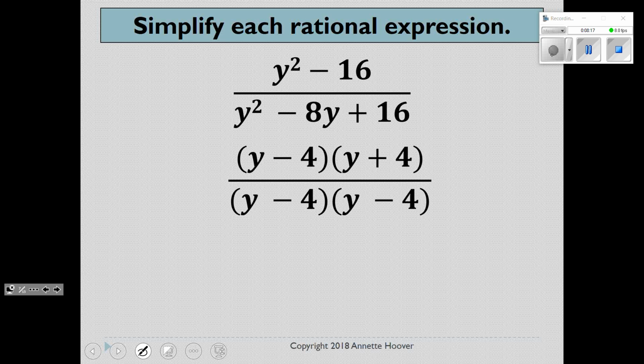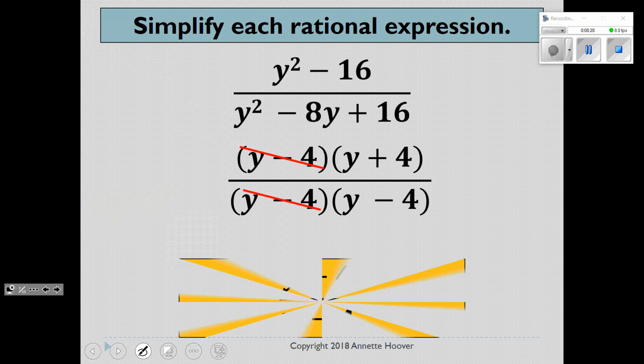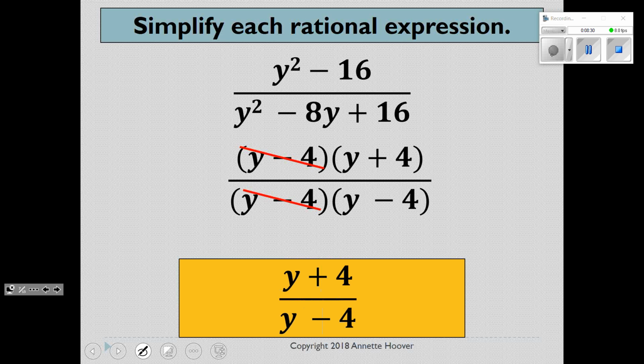So it helps, instead of writing y minus 4 squared, to see it 2 times, because now we see that we can cancel out one of the binomials on the top and one on the bottom, and that leaves us with y plus 4 on top and y minus 4 on the bottom.